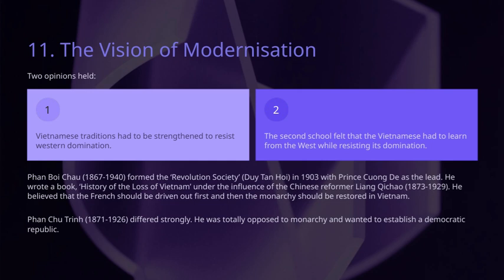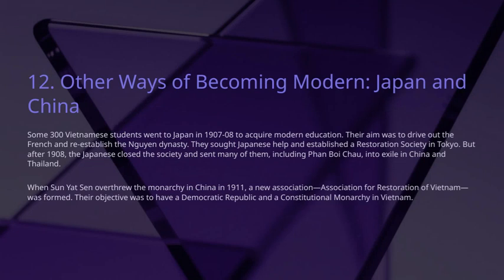Ultimately, this slide highlights two contrasting opinions, one pushing for modernization through democracy, and the other emphasizing the importance of preserving traditional Vietnamese values and monarchy to resist Western domination. When Sun Yat-sen overthrew the monarchy in China in 1911, it sparked a wave of revolutionary ideas across Asia. In Vietnam, this inspired the formation of a new organization called the Association for Restoration of Vietnam. Their main goal was to establish a government that combined democracy with a constitutional monarchy, kind of like what was happening in China at the time. Meanwhile, around 1907-08, about 300 Vietnamese students traveled to Japan to get modern education.